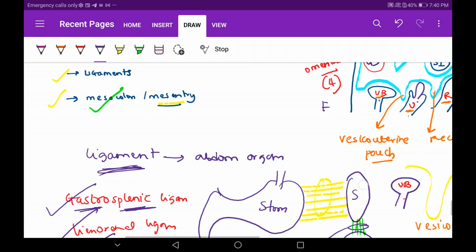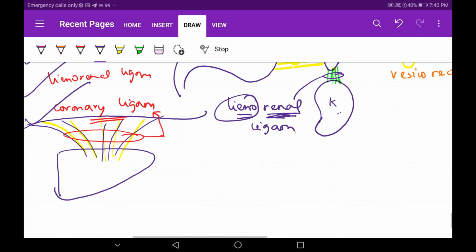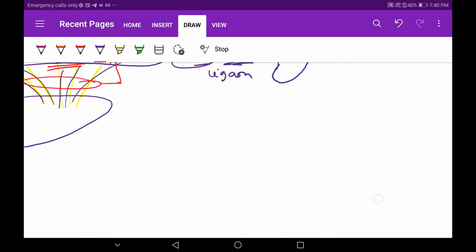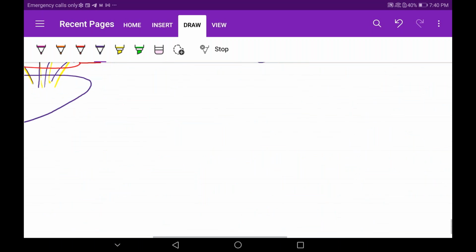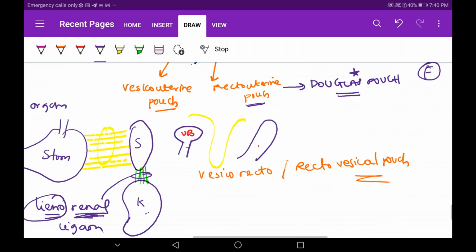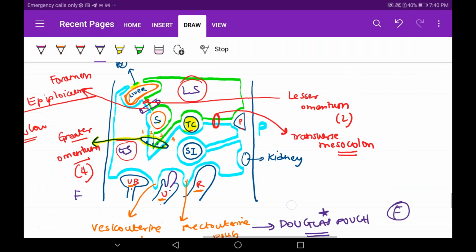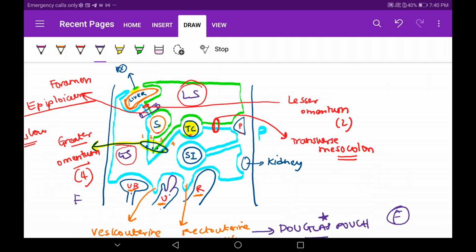Very good, very good. Now let's jump into our omentum in detail. We are going to write about omentums in detail. We have only understood the diagram till now. We have understood that the greater omentum is connecting the stomach to the transverse colon by 4 layers, and the liver is connected to the stomach by 2 layers called the lesser omentum.